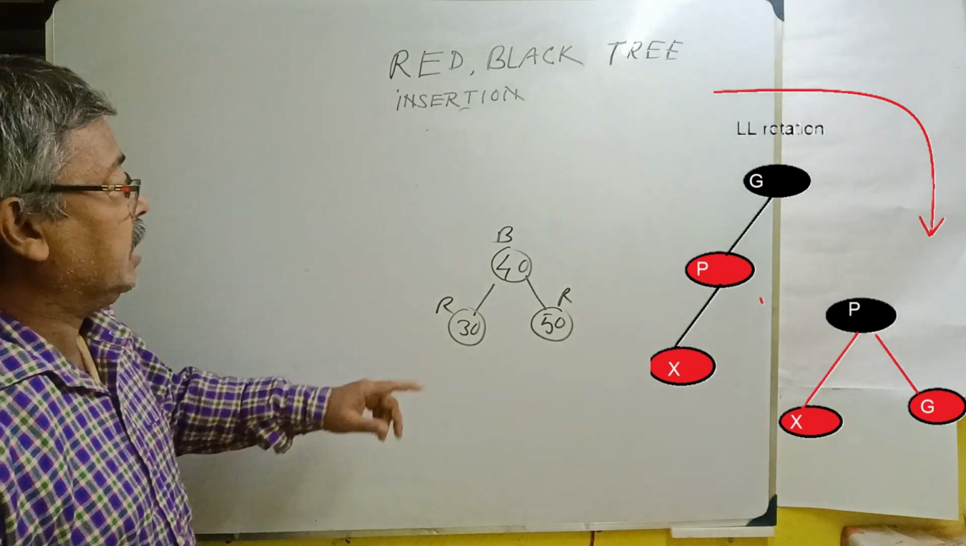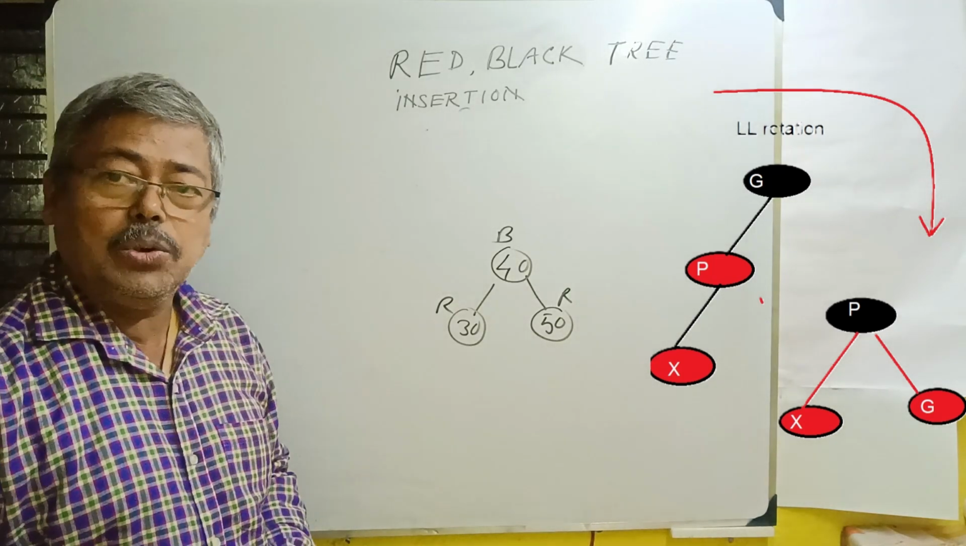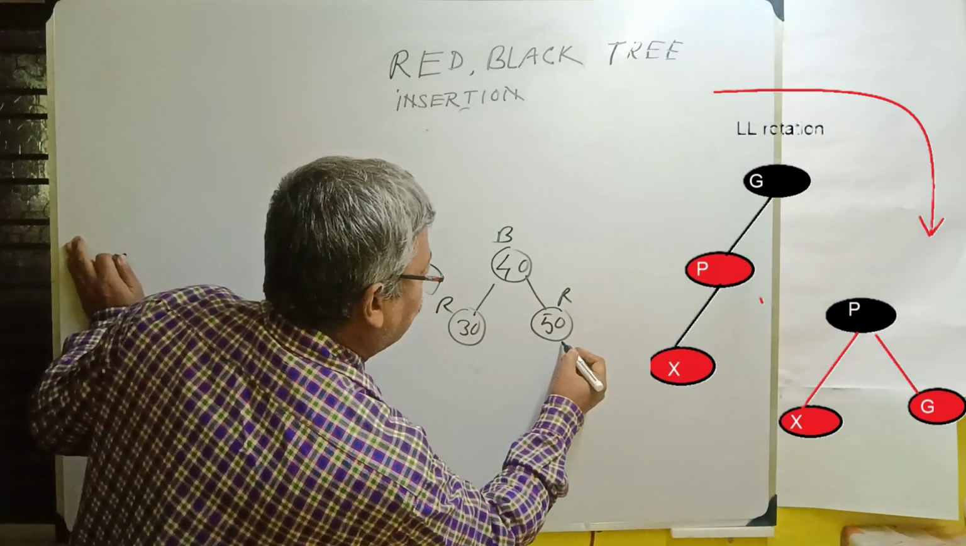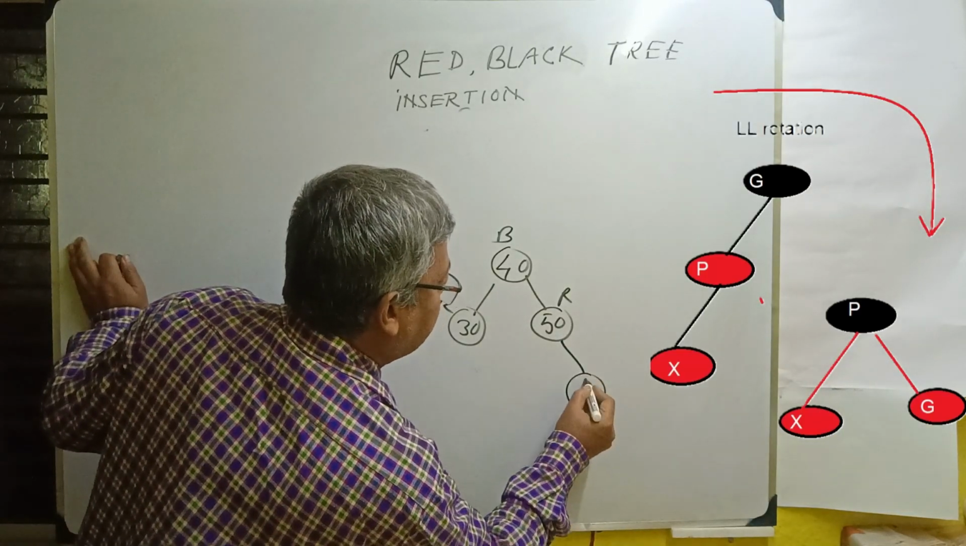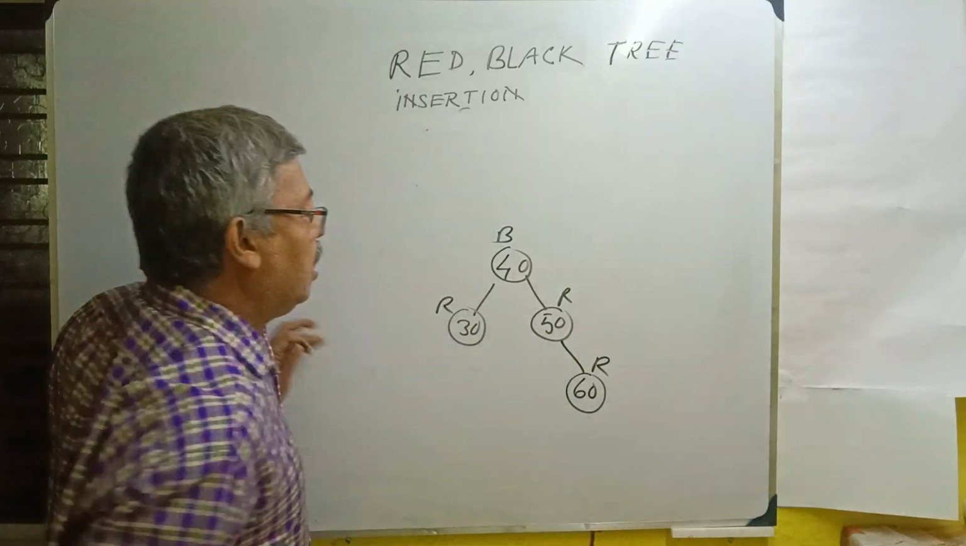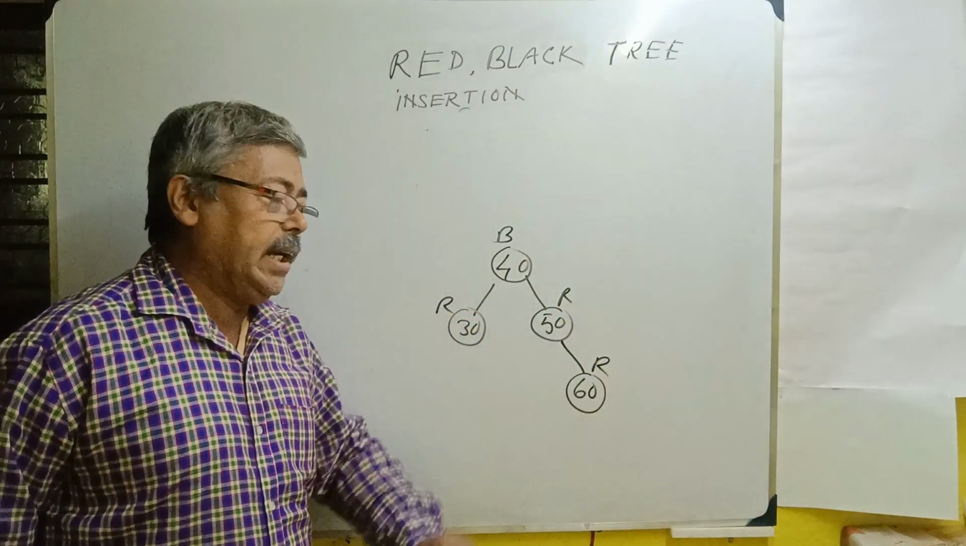Suppose now I am inserting another node. If the node is greater than 50, then it will be added at this position. Suppose its value is 60. Now the red confliction will arrive.